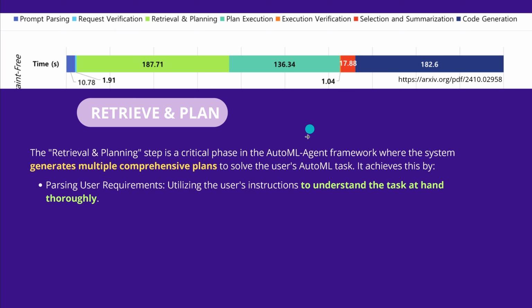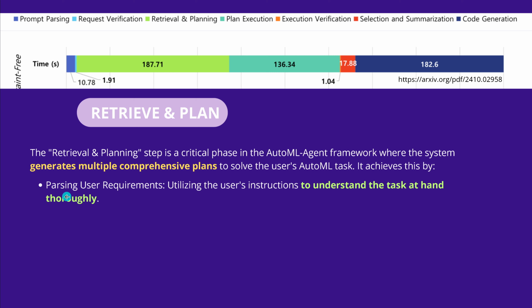A critical phase in the auto machine learning agent framework, multi-agent framework, where the system generates multiple plans to solve the task. You know, that's beautiful, because we do not just go with the highest probability task, but we say, hey, we want a set of options for our task, and then we want to have a detailed analysis of the risks, for example.